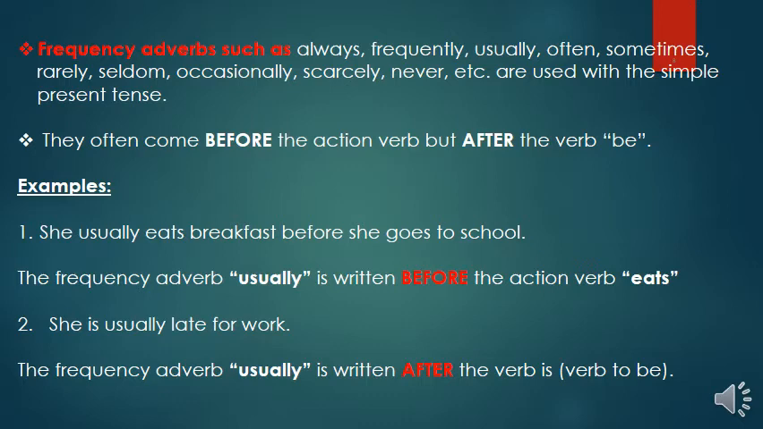She is usually late for work. Also here, usually is the adverb of frequency, and is here is the verb. As you can see, the frequency adverb here is written after the verb is. So, what do we deduce? We deduce that the adverb of frequency comes before the action verb, but if the verb is the verb to be, it comes after it.